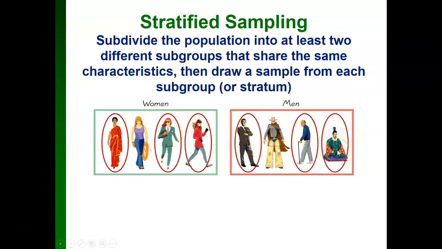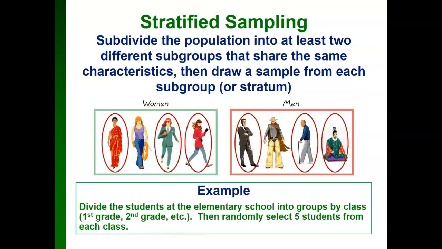If we went back to the elementary school example, to get a stratified sample, we could divide the students into groups by class. So first grade, second grade, etc. Then we could randomly select 5 students from each class.